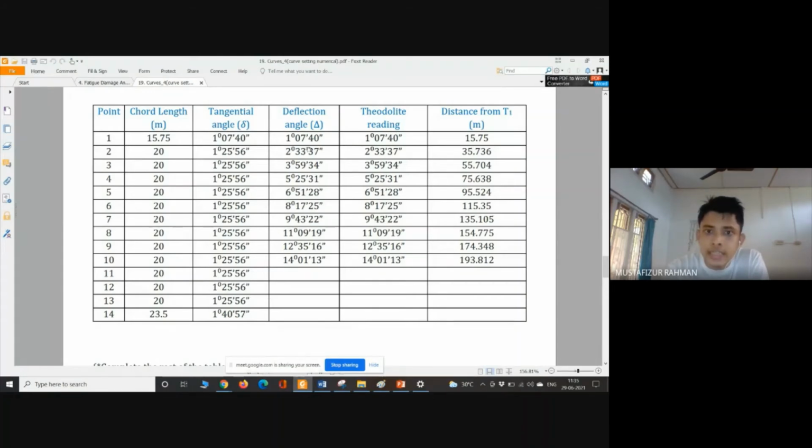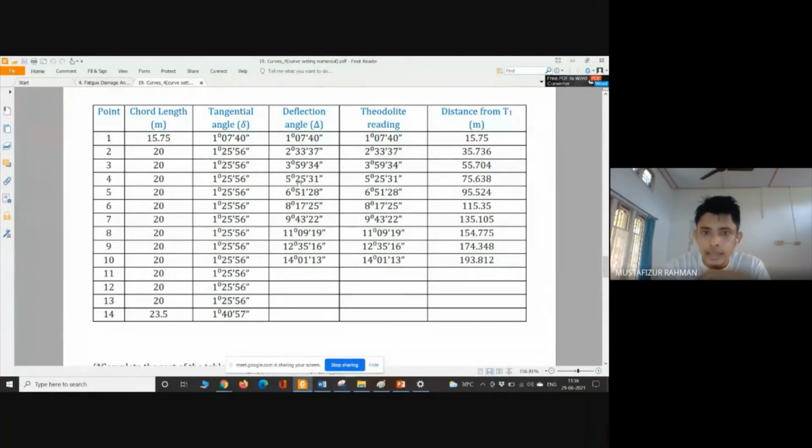Here we have 37 seconds at the last value, so we cannot give 37 seconds. If the least count is 20 second, we can either give 20 second or 40 second. So we will see this 37 second is nearer to which value? Is it nearer to 20 second or nearer to 40 second? It is definitely nearer to 40 seconds. So the theodolite reading that we will be providing will be changed into 2 degree 33 minute and 40 seconds.